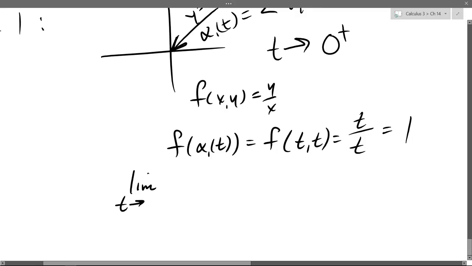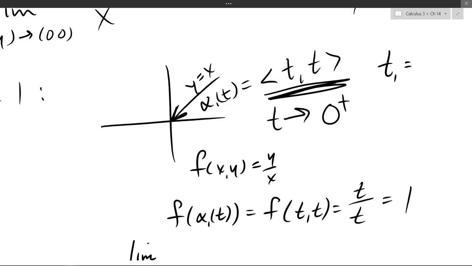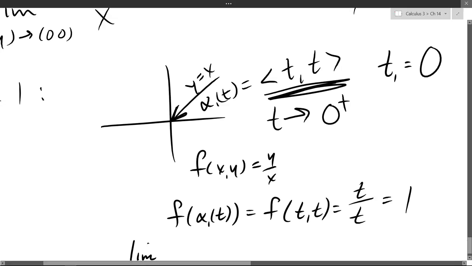What is my t1 value, my final value? So what t value do I need to actually be at the origin, 0, 0? 0. That's how I go from some point in the line to the origin. My t is going to approach 0 from the positive side. That's my t1 value right there, my final t value.